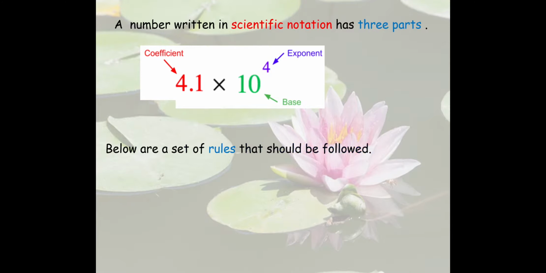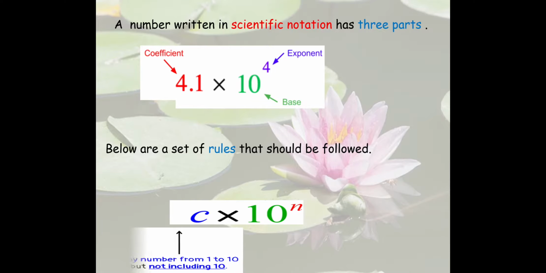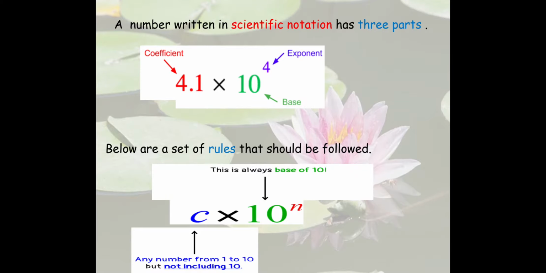Below are a set of rules that should be followed. Here again we can say C times 10 to the power of N, where C represents the coefficient, 10 is the base, and N is the exponent. C could be any number from 1 to 10, but shouldn't include 10. It could be a decimal. The base is always 10, and the exponent must be an integer. It can't be a fraction, and it can't be a decimal. It can only be an integer.